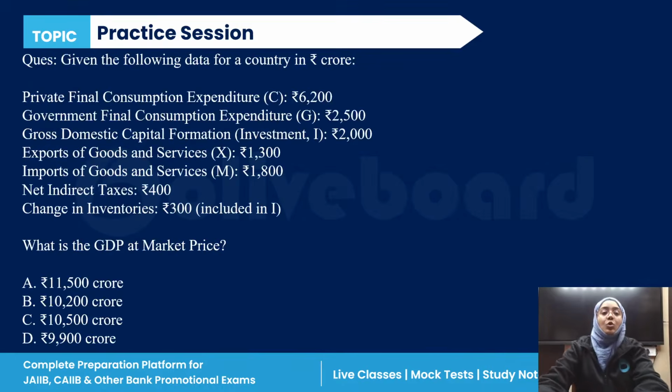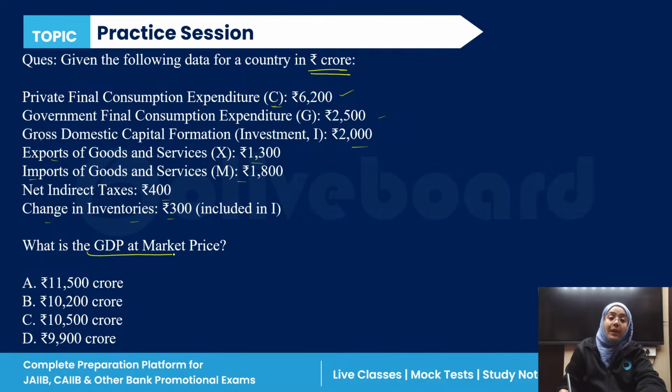Okay, now the next question. We have been given the data for the country in crores. The private final consumption expenditure C is 6,200 crore. Government final consumption expenditure G is 2,500 crore. GDCF, meaning gross domestic capital formation, meaning investment, is 2,000 crore. Export is 13,000 crore. Import is 18,000 crore. Net indirect taxes are 400. Changes in inventories are 300, which is included in investment.